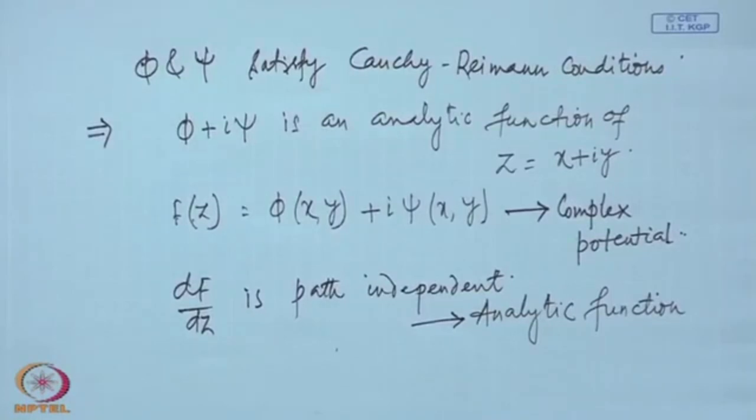The real and imaginary parts of an analytic function are also called conjugate to each other, meaning they are orthogonal to each other. That is, phi and psi are orthogonal to each other. You will be able to appreciate the idea better in this way.